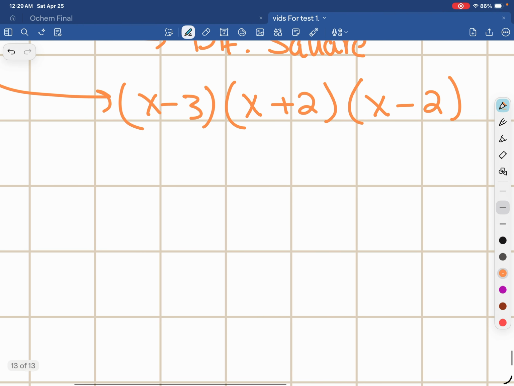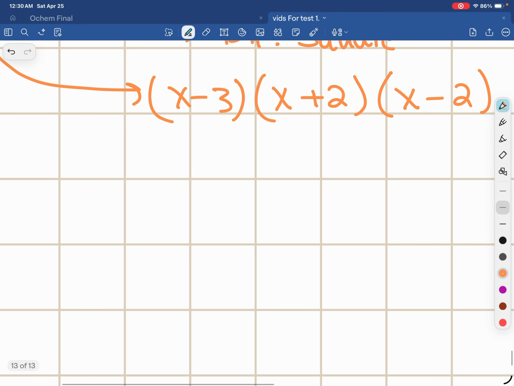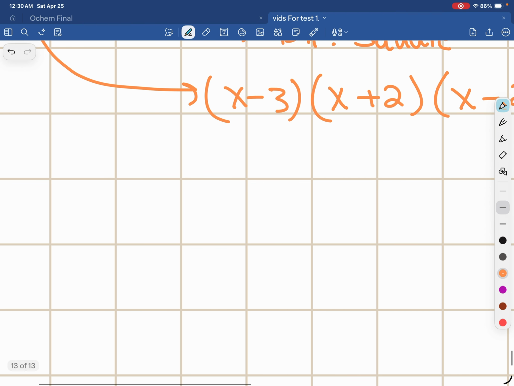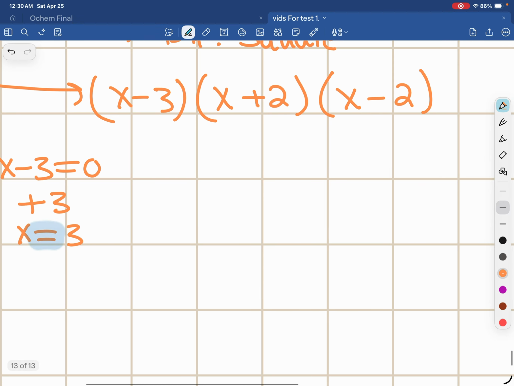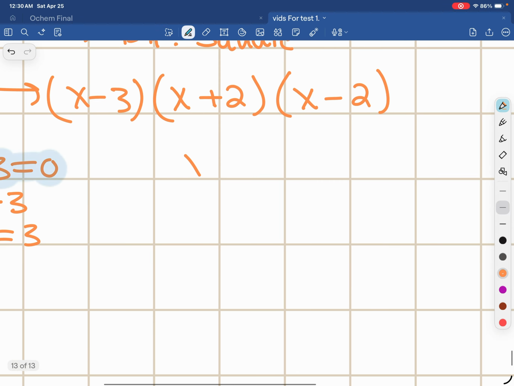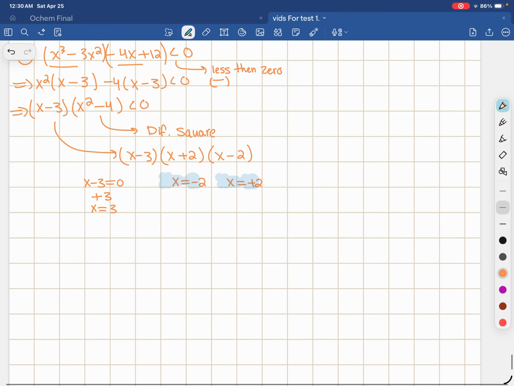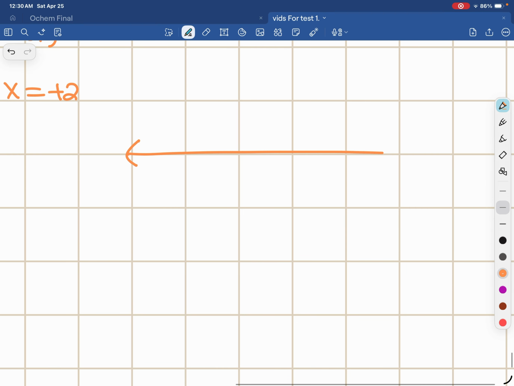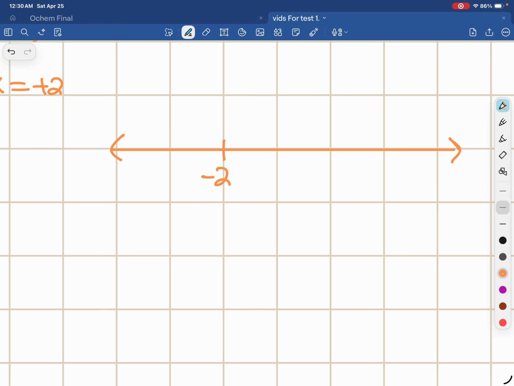we should solve for each individual factor, and these numbers will directly correlate to our number line. First off, we have x minus 3 equal to 0, which we add 3, and x will equal 3. We'll do the same for the other two, so we'll have x equal to negative 2, and x equal to positive 2. Again, these are going to be our values for our number line, and we'll put our number line over here. Make sure you give yourself enough room. So going smallest to highest, we'll have negative 2, 2, and 3.